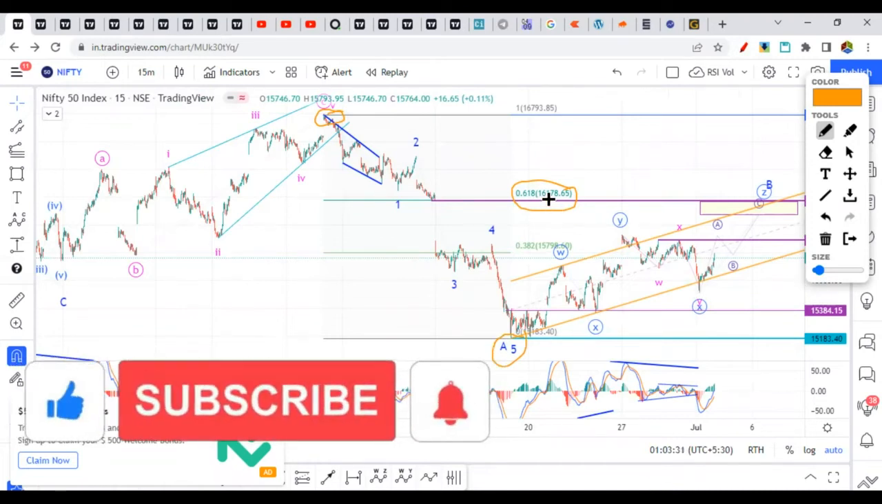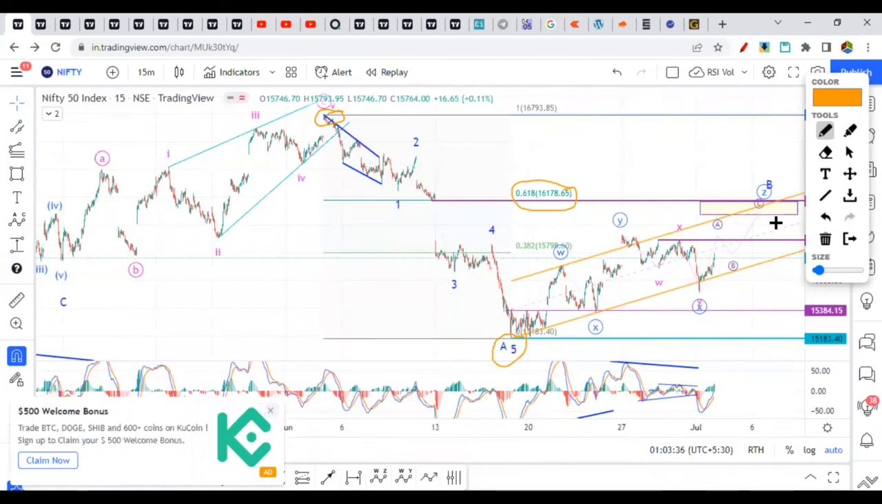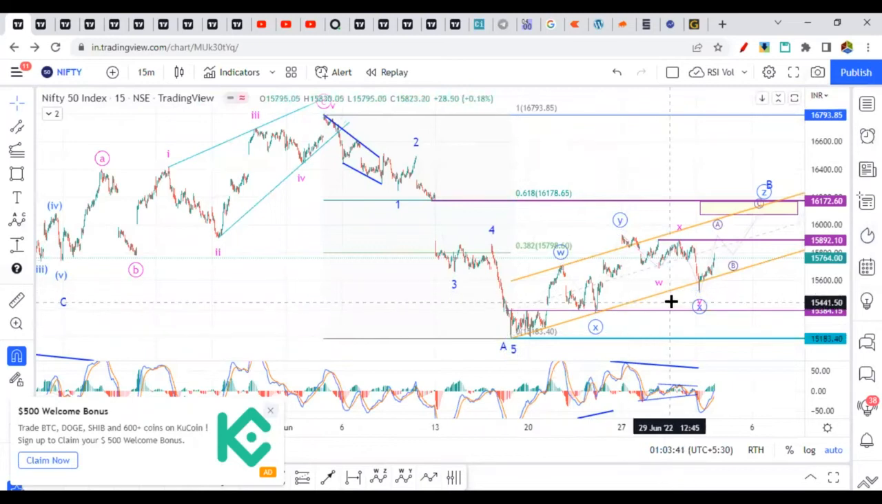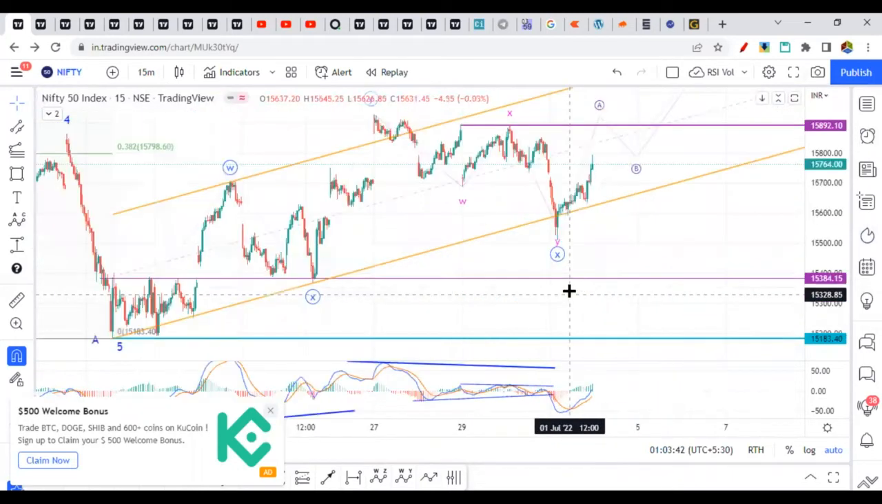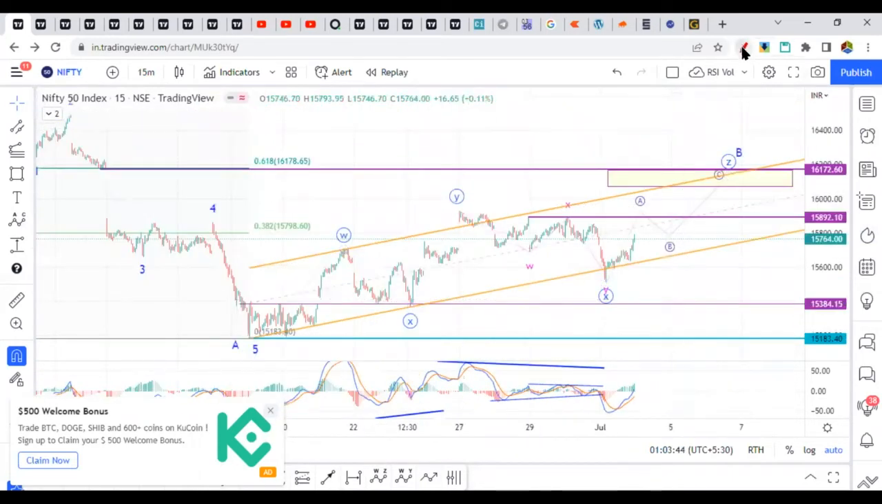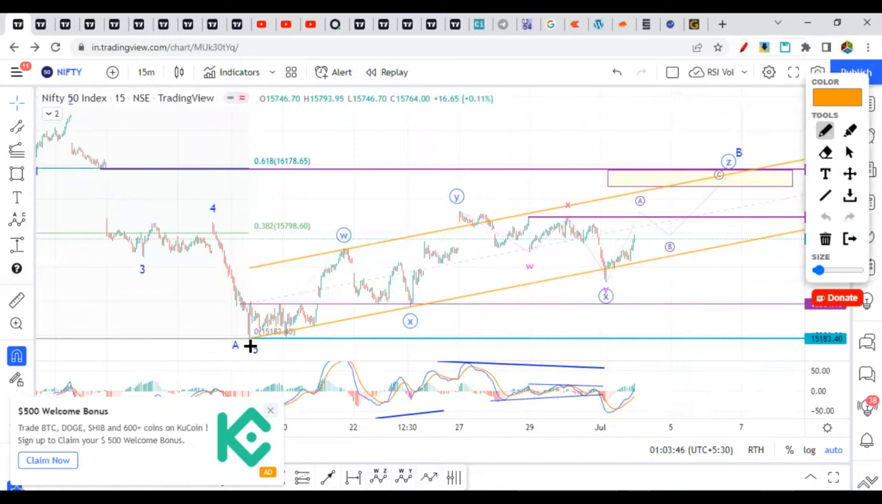Don't assume that exactly will go here. Give plus or minus 100 points. So that's what we can think. Here I have plotted the channel a little bit differently. Here the entire move is considered, and you can call it as W, X, Y, XX, and Z wave currently in progress. Okay, so Z wave already started.